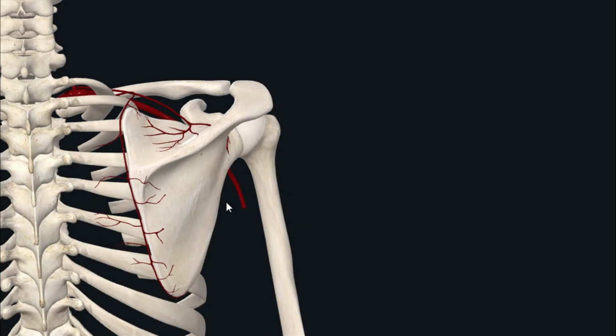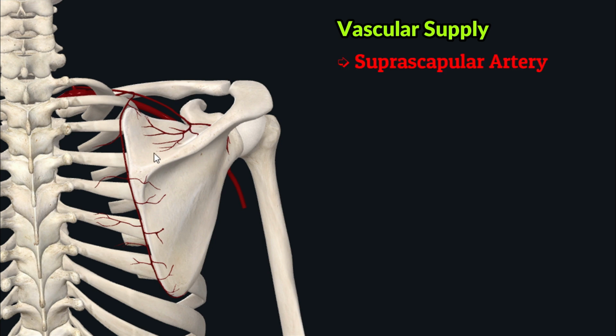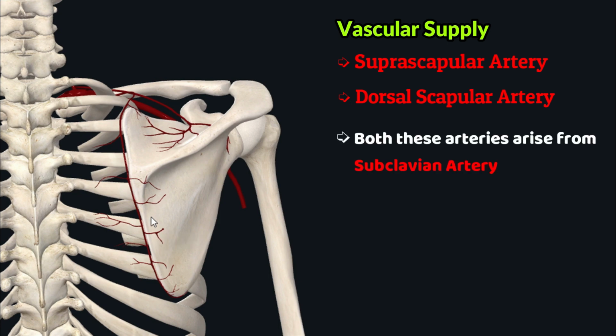roots. In terms of the arterial supply or the vascular supply of the supraspinatus muscle, a large part of the arterial supply for this muscle is derived from this artery, the suprascapular artery. And a small part of the arterial supply for this muscle is derived from this artery, the dorsal scapular artery. Both of these arteries arise from the subclavian artery.